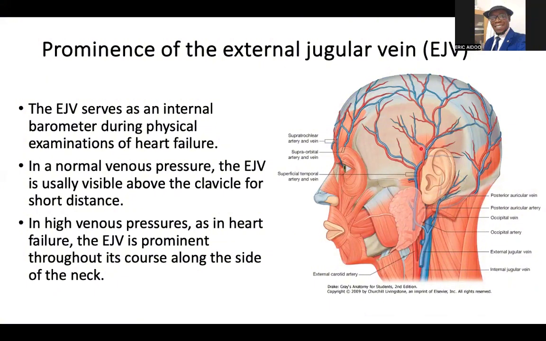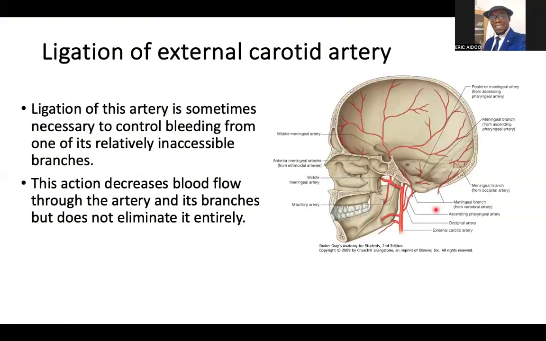The external jugular vein can be a very good sign clinically, because it serves as an internal barometer during physical examinations of heart failure. So this is the external jugular vein. In normal venous pressure, the external jugular vein will be seen just above the clavicle, within a short distance. However, in high venous pressures, as in heart failure, the external jugular vein will be very prominent throughout its course along the side of the neck, so conspicuous. So that gives a sign of heart failure.